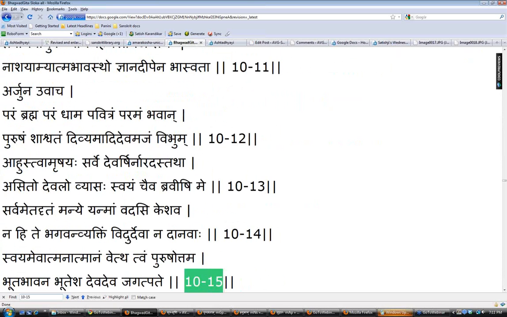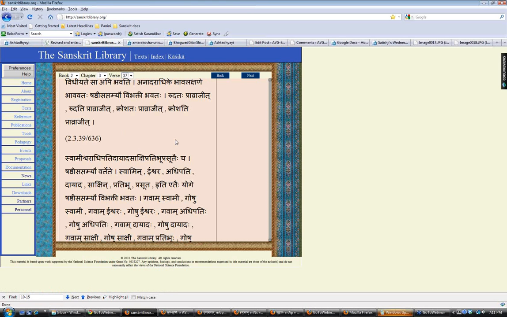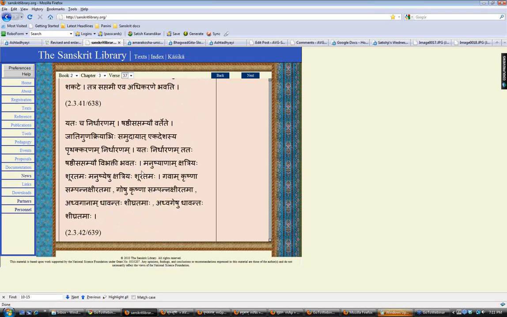You can see, for example, here, Marichir Marutam Asmi. So among the Maruts, I am Marichi. Nakshatranam Aham Shashi. Of course, yes, Shashthi has been used, and Saptami too, because you can see it in the vritti of the sutra Yatashcha Nirdharanam. You have Shashthi and Saptami both coming there. The good thing about this Kashika is that the Padaccheda has also been done for you. It makes it a little bit easier for you to understand.